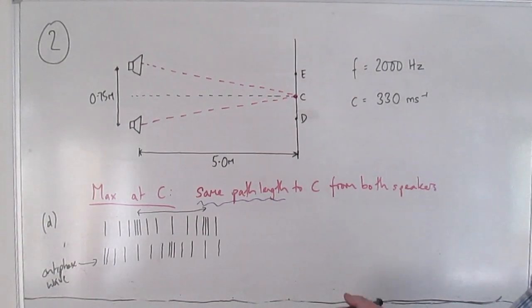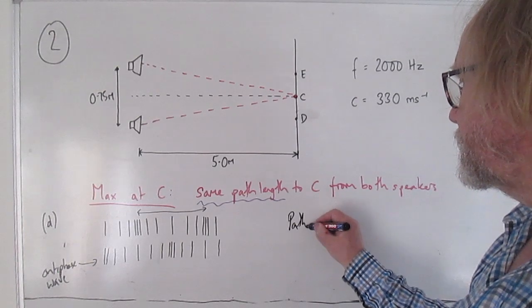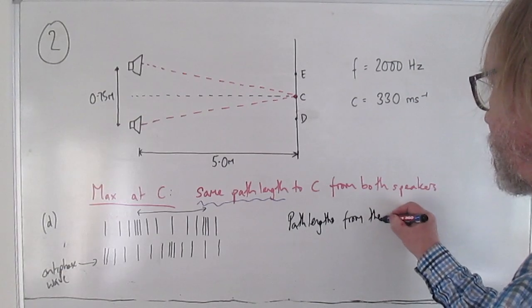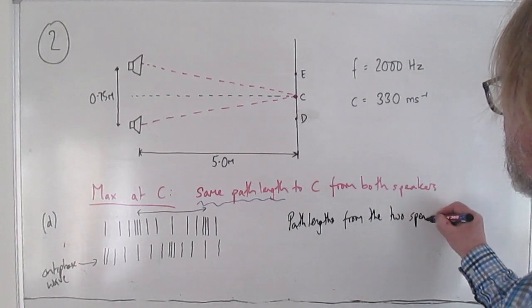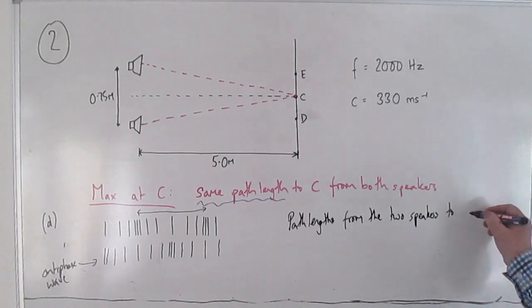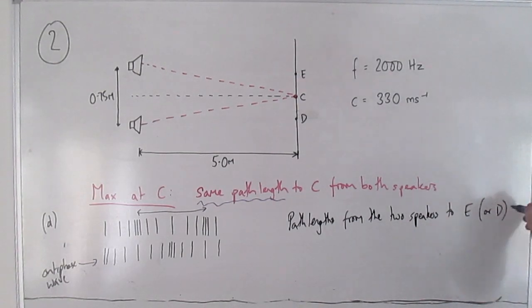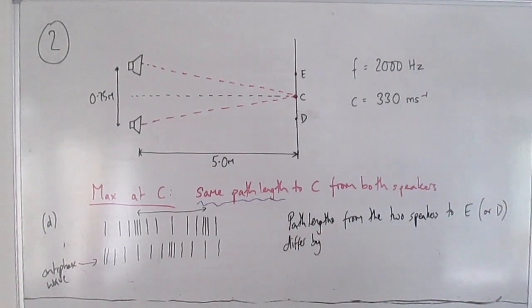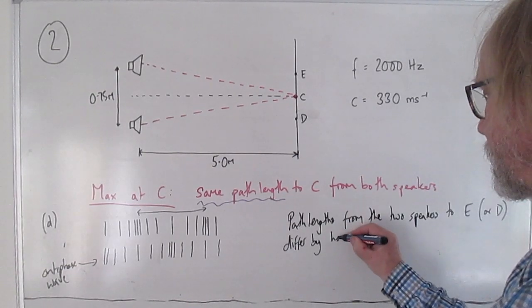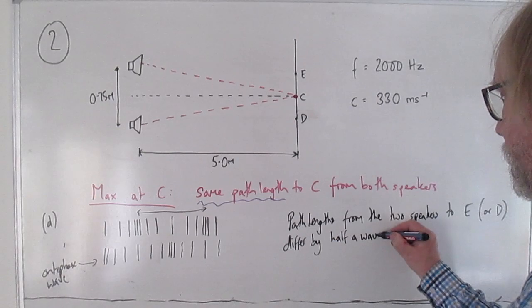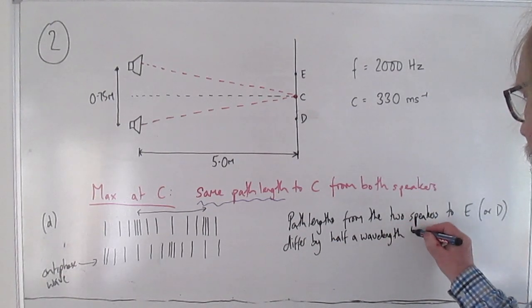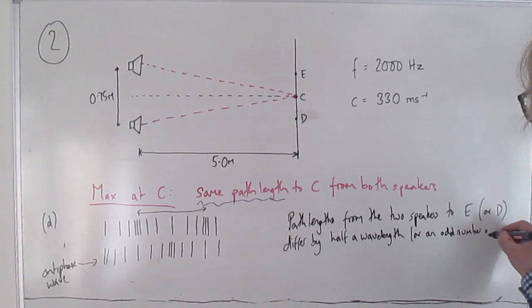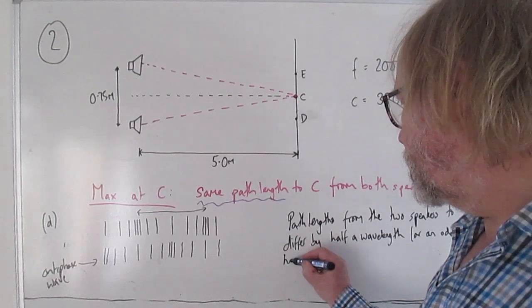So your explanation is that the path lengths from the two speakers to E or D differ by half a wavelength, or an odd number of half wavelengths.